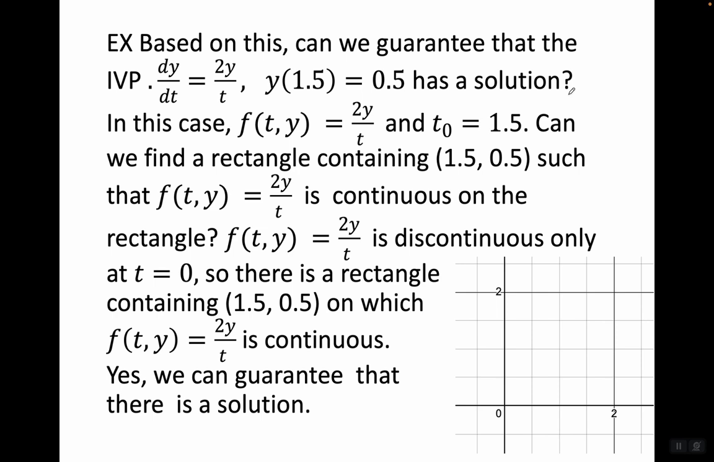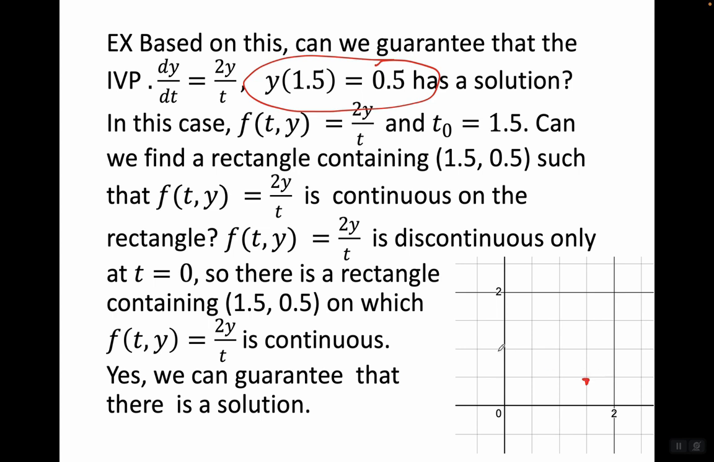So based on this, can we guarantee that the initial value problem, dy/dt = 2y/t, y(1.5) = 0.5, has a solution? In this case, f(t, y) is 2y/t, and t0 is 1.5. So can we find a rectangle containing (1.5, 0.5)? Here's where that comes from. Can we find a rectangle containing this point, (1.5, 0.5), such that f(t, y) = 2y/t is continuous on that rectangle?